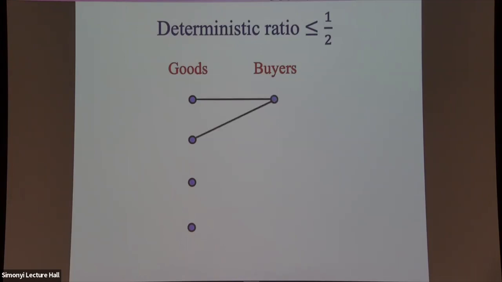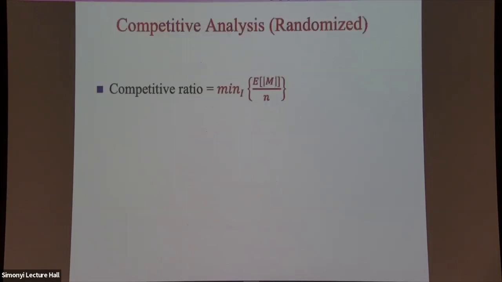And the adversary gives us a bad graph like this, gives these two edges, and if the algorithm matches there, he puts an edge there. And if the algorithm matches like this, then he puts an edge there. And so always we get one edge and he gets two edges, so we are stuck at half. So any deterministic algorithm can be forced into a half. So to do better, you have to use randomization.